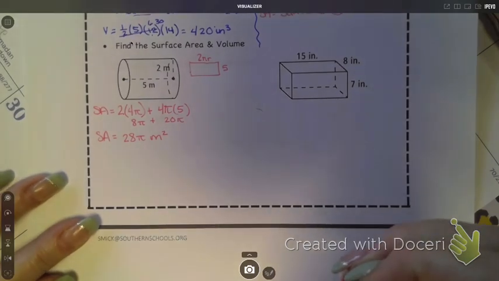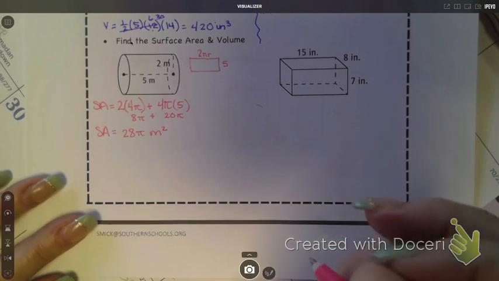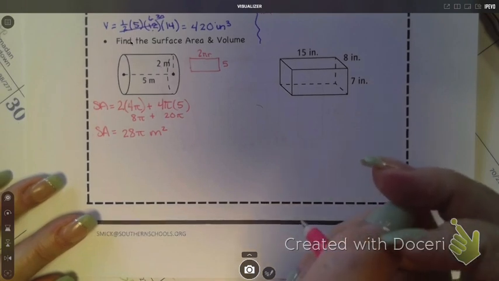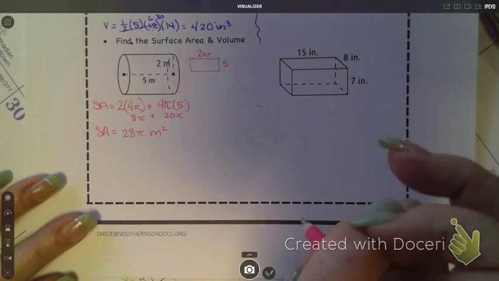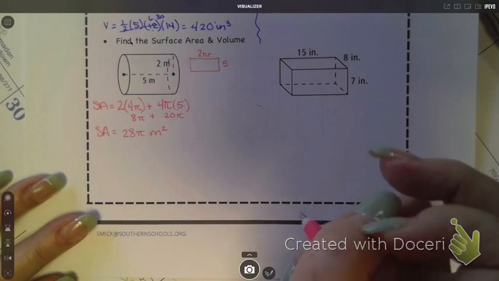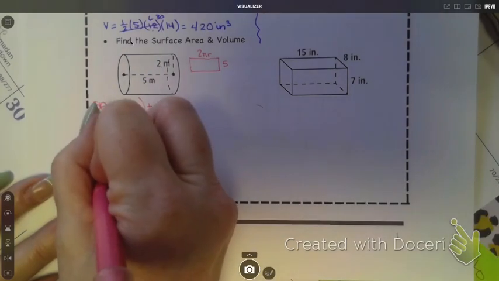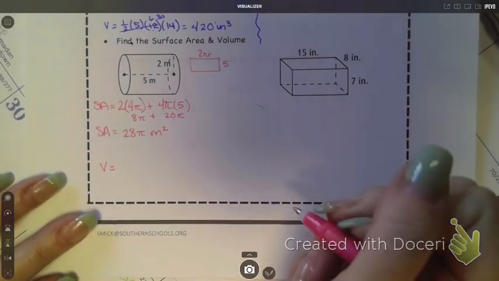Are we going too fast for anybody? Are we going too fast to think about what we're doing? Yes. Okay. Do you guys want to try volume on your own? No. Not yet? I think volume's the easy one.